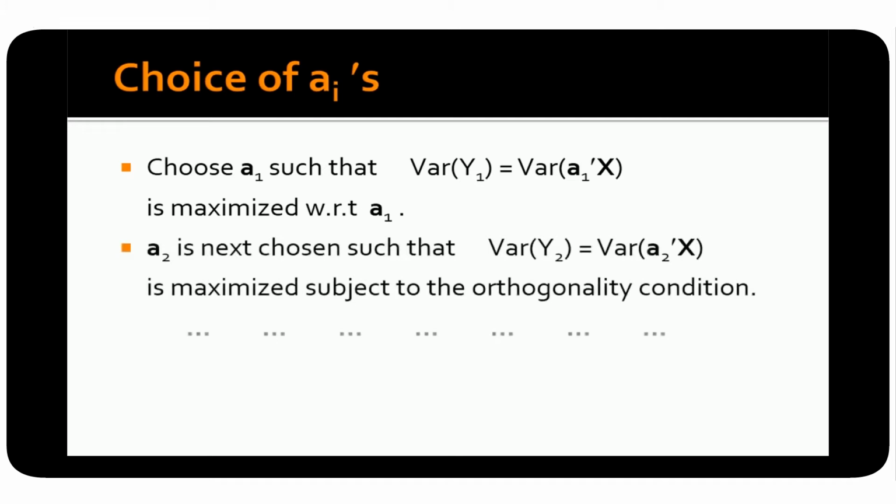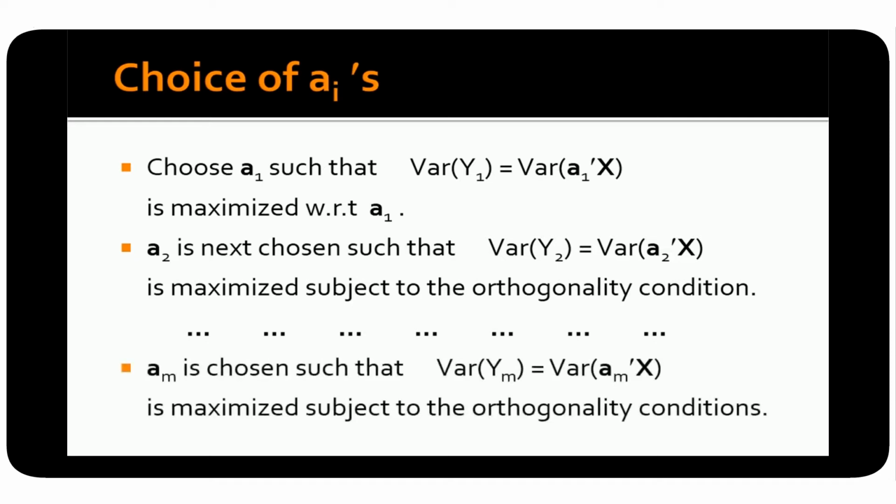We next choose a 2. How do you choose a 2? You choose a 2 again by maximizing the variance of y 2, which is a 2 prime x, subject to two conditions now. One is that a 2 prime a 2 must be equal to 1, and the other condition is that a 2 prime a 1 must be equal to 0. So, a 2 must be orthogonal to a 1. So, basically this is a maximization under a restraint that a 2 prime a 1 must be equal to 0.